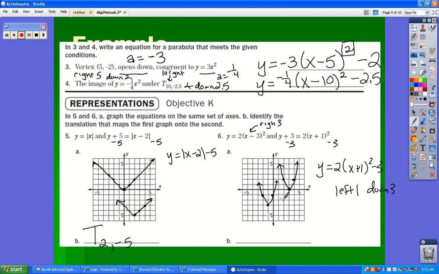Okay, so what's the translation that maps this first one to the second one? Well, it looks like I moved to the left 1, 2, 3, 4, to the left 4, so that's negative 4, comma, and then I went down 1, 2, 3. Negative 4, negative 3.